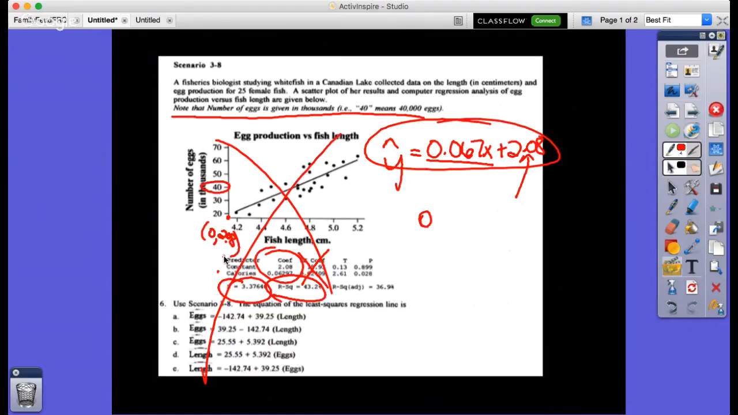So just talk that through. 0 change in x, fish length. So my fish length in centimeters, if it was 0, we can expect that there were how many eggs? Well, don't do the thousands up here. We'll just say that there were 2.08 whatever context we're talking about, right? Does that make sense on that? Or did I confuse you?